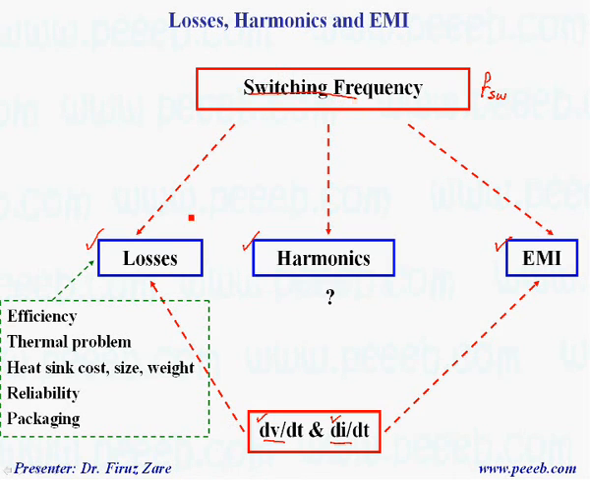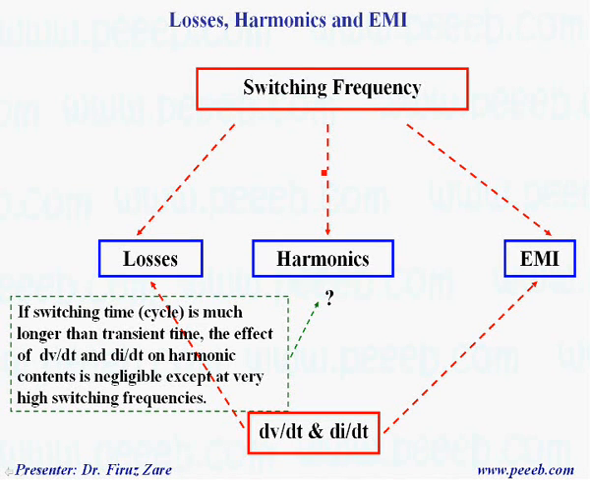may affect losses, and we have found that by increasing losses or changing losses we may change efficiency. More losses means more thermal problems, and in this case we need to have a heatsink which increases the cost, size, and weight of the system, and more temperature means reliability problems, and in this case packaging problems, because we need to design a heatsink.